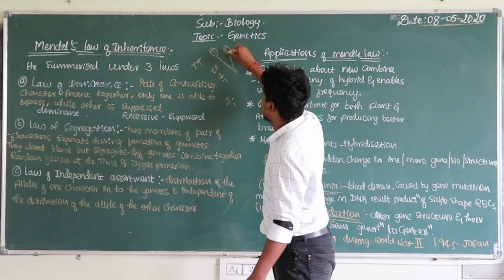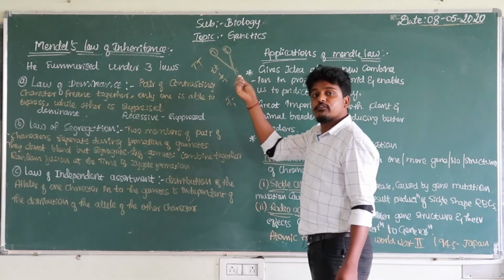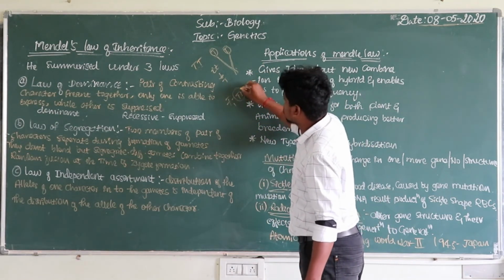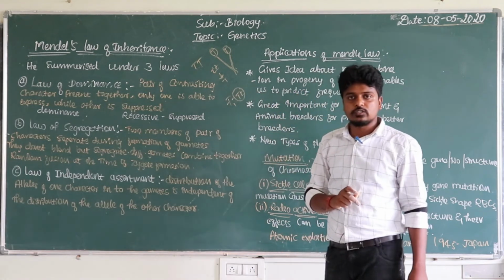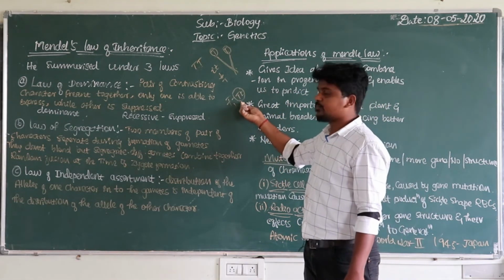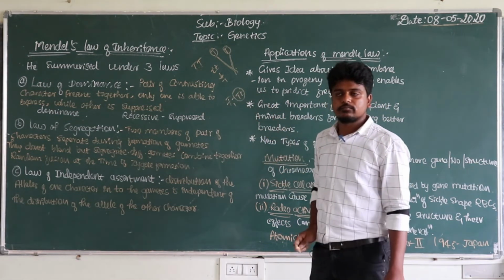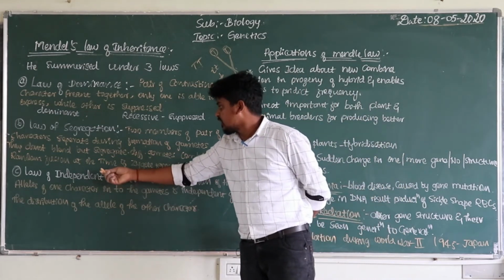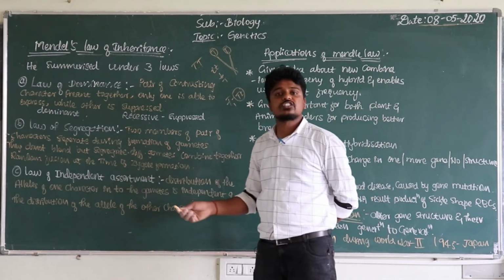Only the fusion of the gametes forms the zygote, that is the capital T and a small t. This is called an F1 generation. So the F1 generation completely bears tall plants only. Have you understood? And the third law of inheritance is the law of independent assortment.